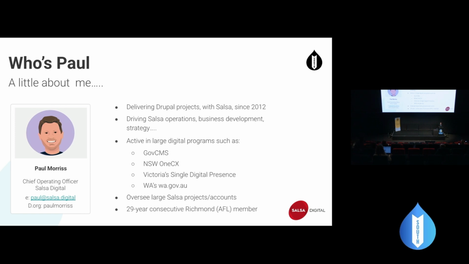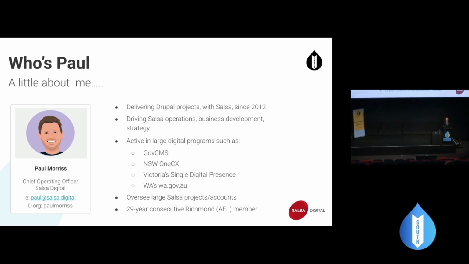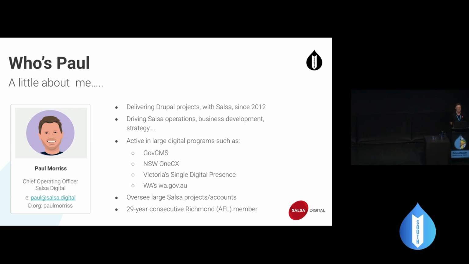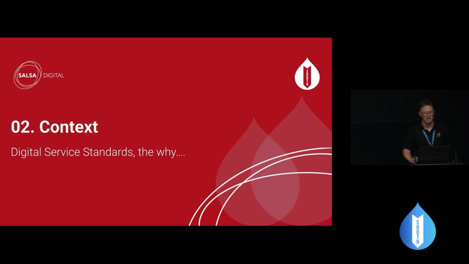Lastly is the fun fact. I am a 29-year member of Richmond for Australian Rules Football, so there's a game tonight. If anyone's interstate and has never been to a game, you probably can't get a ticket, but I'd recommend maybe just walk over the bridge here. You'll see the MCG, and just have a walk around and see the atmosphere. It's pretty cool. I'll be there, by the way, if that's not self-evident.